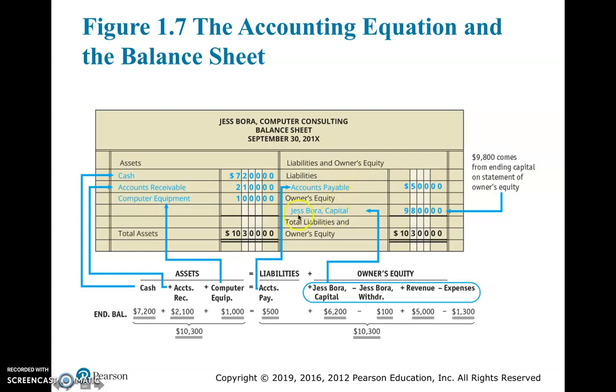So the capital at the end of the month was 9,800. Where do we get that? It comes from the statement of owner's equity. Again, that's why we need to prepare a statement of owner's equity before the balance sheet, so we have the ending balance of capital. And make sure that your total assets equals the sum of total liabilities and owner's equity. Otherwise, we didn't prepare this balance sheet correctly, and our basic accounting equation is out of balance.